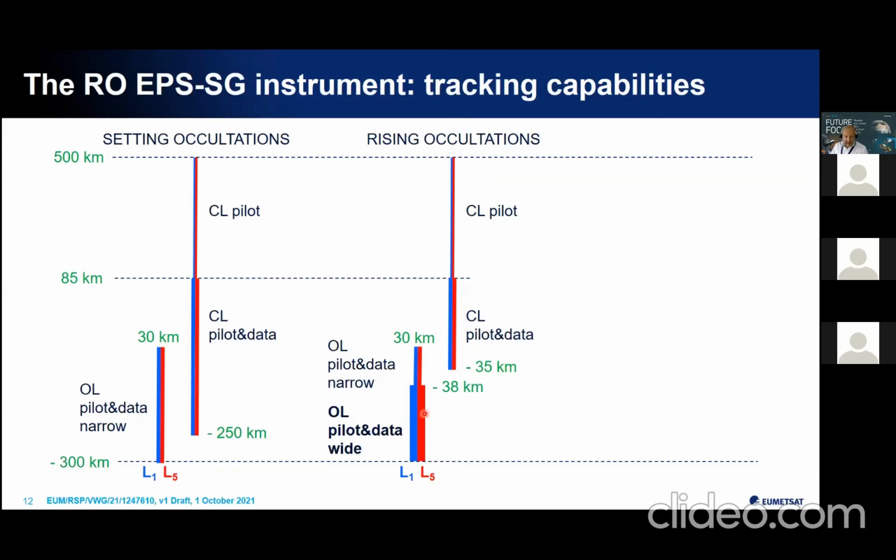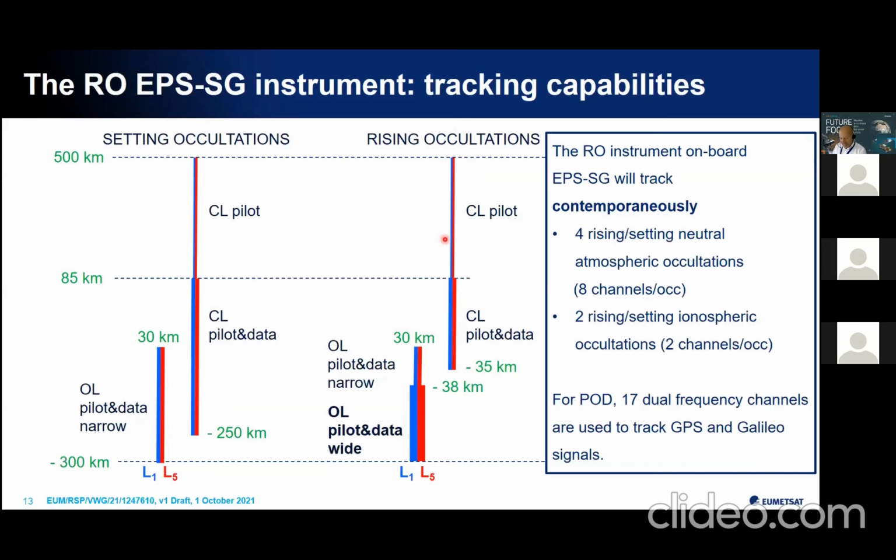So we will again need to have the available 8 channels for following the entire rising occultations. Having the AGA4 receiver with 36 channels available, we can track contemporaneously 4 rising and 4 setting neutral atmospheric occultations, and 2 rising and 2 setting ionospheric occultations. For the precise orbit determination, instead, the AGA4 receiver will track signals from 17 different GPS and Galileo satellites. The remaining channels are used to download and store the ephemeris from the Beidou constellation.